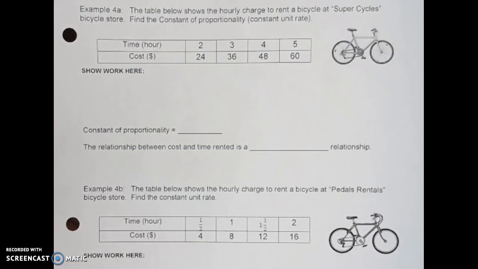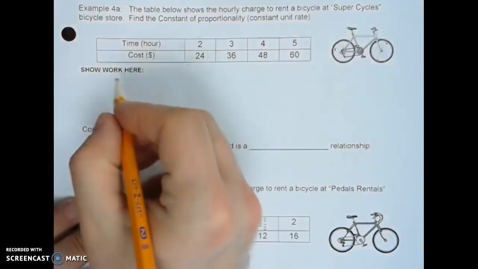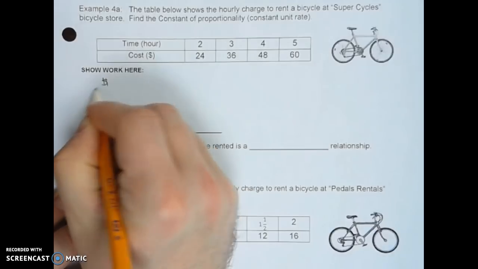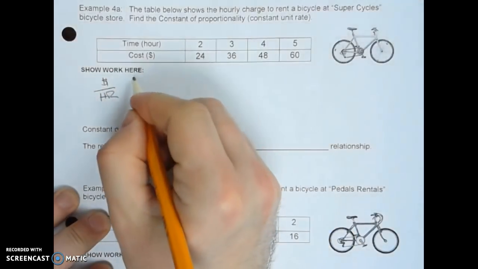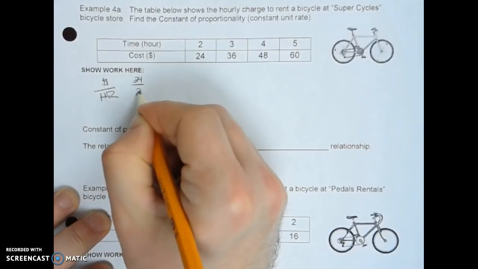In the next example, we're told that the table below shows the hourly charge to rent a bike at Supercycle's bicycle store. We need to find the constant of proportionality if it exists, and we're going to do that by setting up our ratios. We have our time in hours, our cost in dollars. Do we want hours per dollar or dollars per hour? Well, the store charges dollars per hour, so that's how we're going to set this up. Dollars per hour.